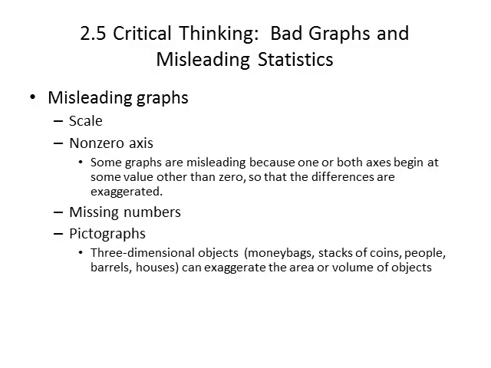So graphs can be misleading because of inappropriate use of scale. Maybe they're going up by 100s when they really should go up by 5s. Or maybe the axis doesn't begin at 0. And so one axis might begin at 0 and another doesn't, and so the differences between the values are exaggerated. Sometimes graphs are just outright missing numbers, or the use of pictographs is really common for publications because they are visually appealing. However, the use of three-dimensional objects in a graph can exaggerate the area or volume of the objects and make it seem like it's increasing more rapidly than it really is.